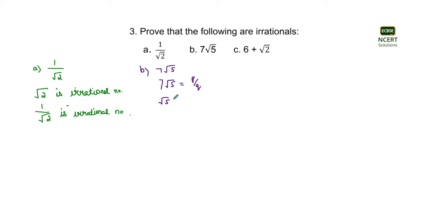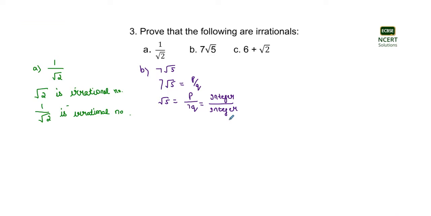And we can write root 5 is equal to p by 7q, where in the numerator p is an integer and in the denominator we have 7q, which is also an integer. So we get the form of integer divided by integer. But for a number to be rational, it is not sufficient that it can be expressed in the form p by q, integer divided by integer.